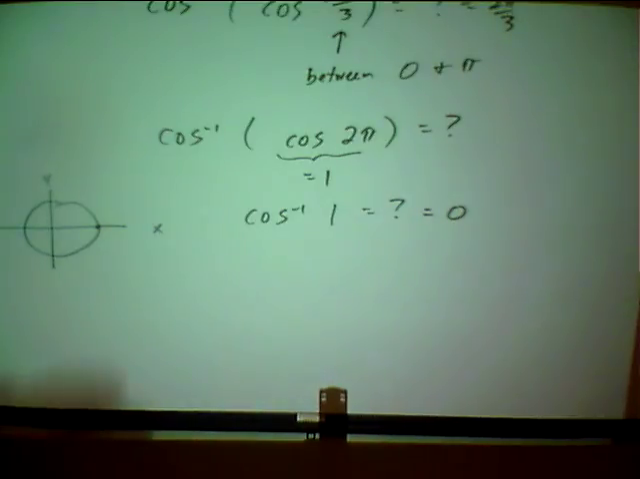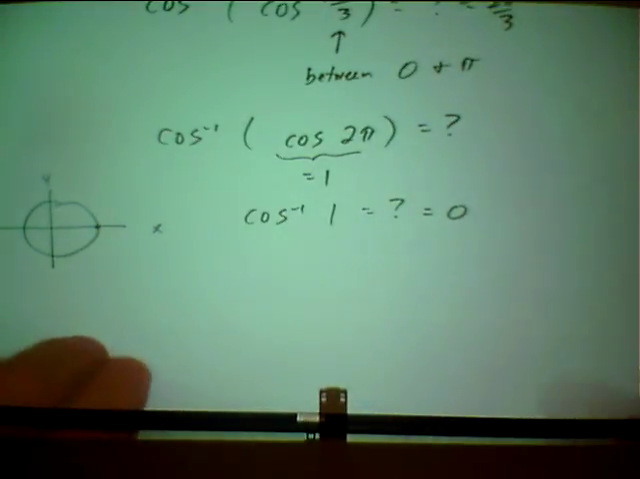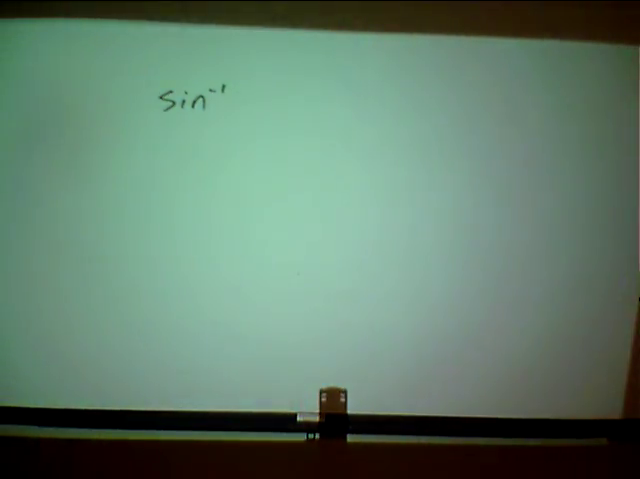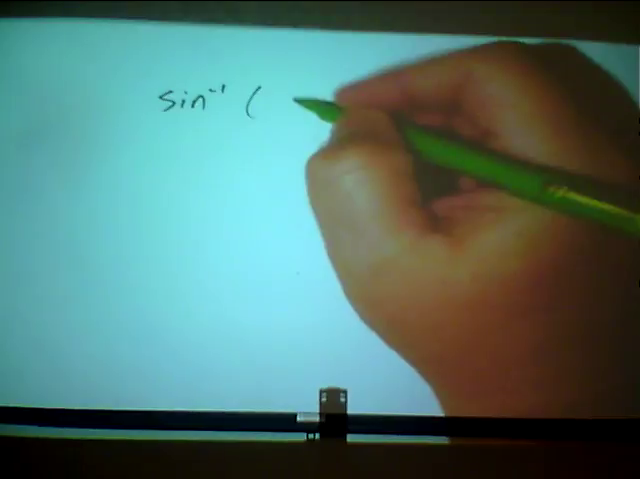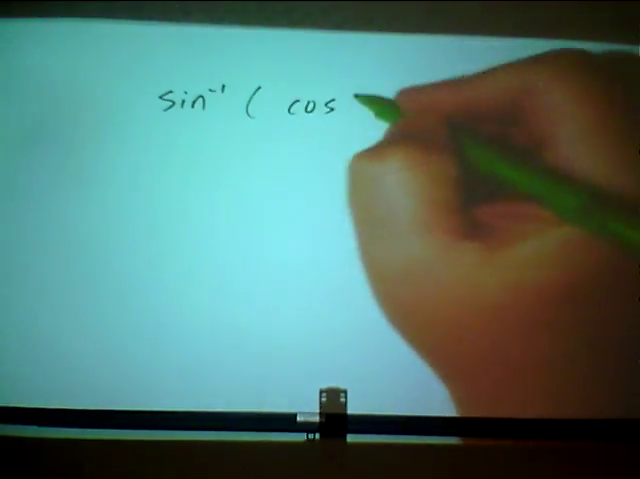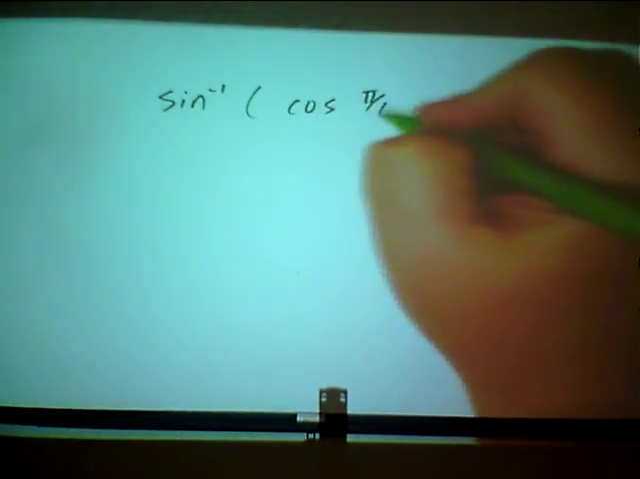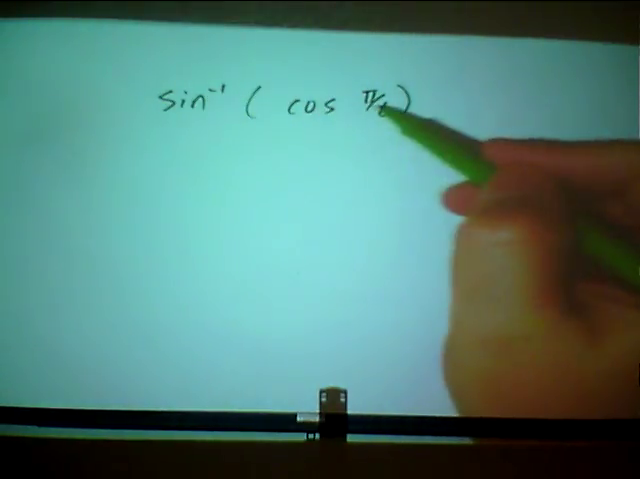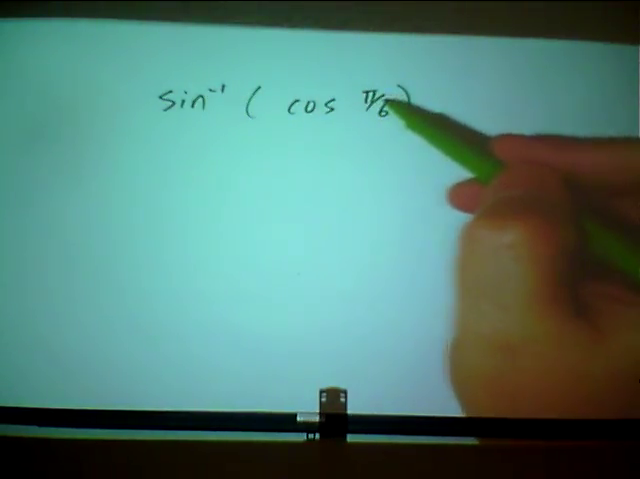Now the next kind of problem we have, these get a little trickier. For instance, I'm looking at problem number 35. It starts out with an inverse sine, but now I'm sort of mixing up different trig functions. Up until now, we've had inverse trig functions and then the same trig function together. Now, the inverse sine of the cosine of pi over 6.